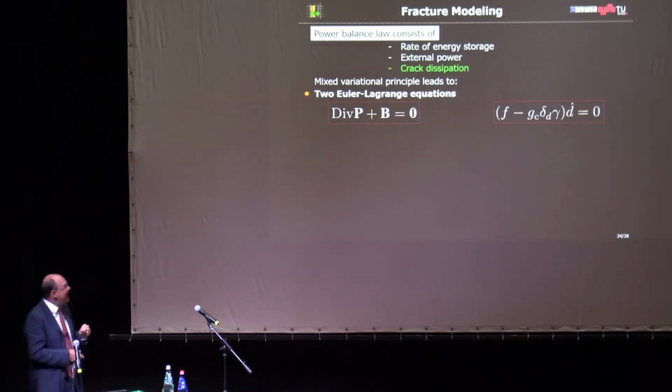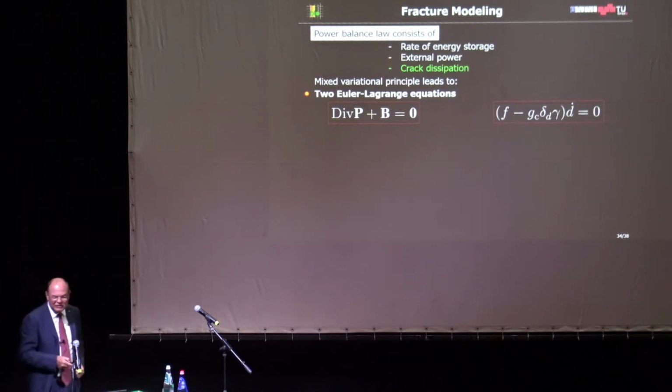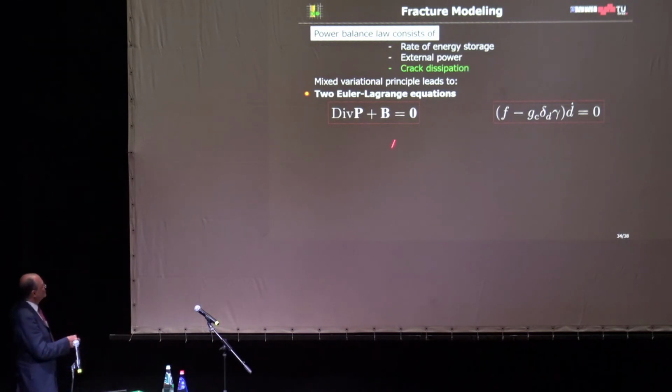And then you need a mixed variational principle, and you get two Euler-Lagrange equations. Now in short, this is very famous. This is the equilibrium equation as a function of just the first Piola-Kirchhoff stress here.